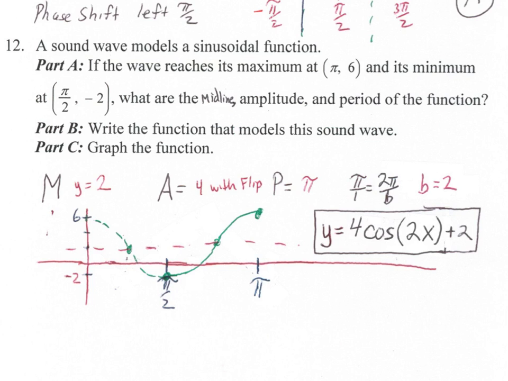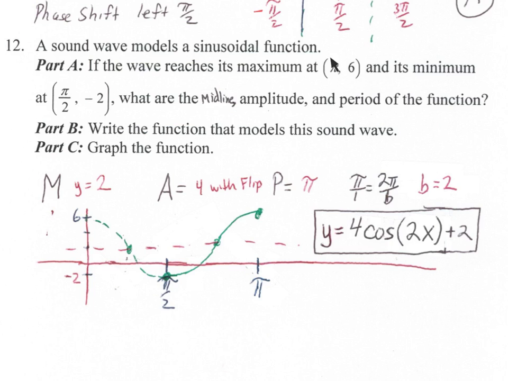Next question. A sound wave models a sinusoid function. A sinusoid means sine or cosine. We have to figure that out as we do this problem. If the wave reaches a maximum of this and a minimum of this, what are the midline, amplitude, and period of the function? Write an equation and graph it. So basically, we're doing our normal stuff here, but we're starting with 2 dots. So let's start with these 2 dots.